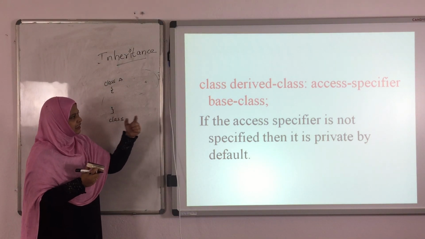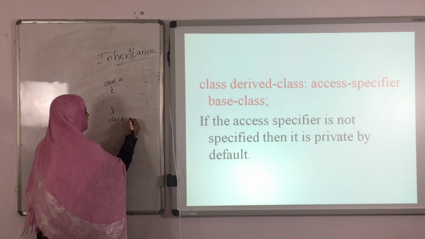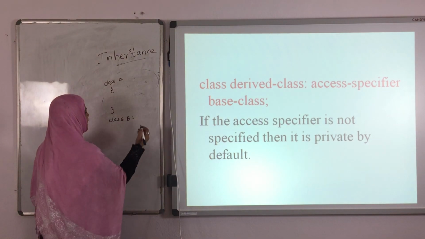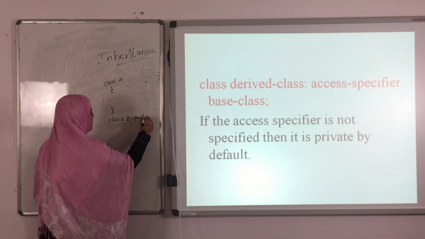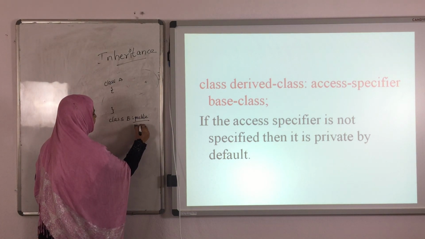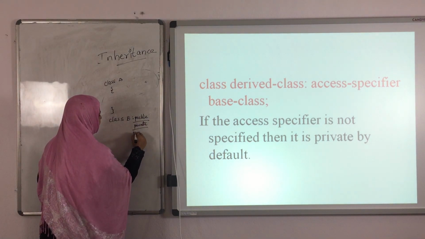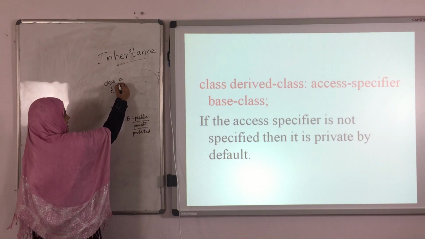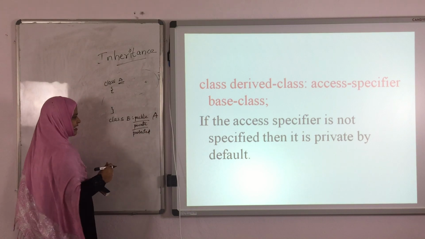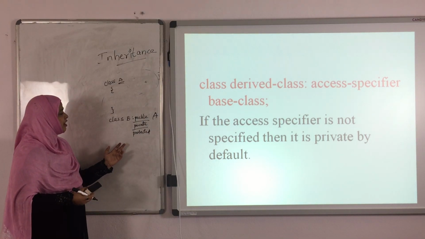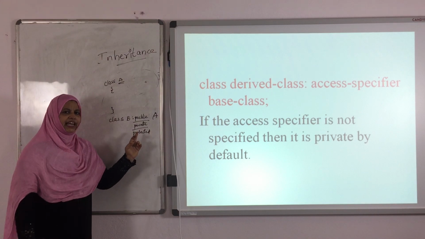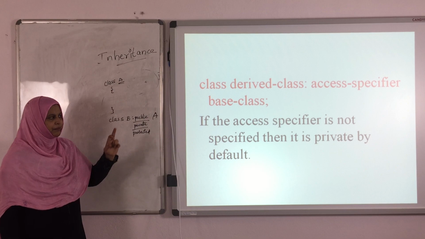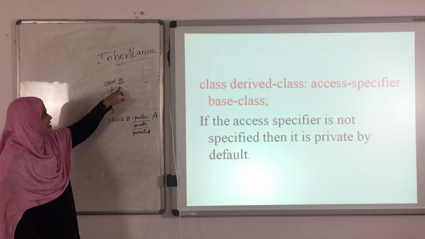Class, then the derived class name is B, then the access specifier is public or private or protected, then the base class. What is the base class? A. Base class is A. We can perform inheritance in these three access specifier modes: public, private and protected.